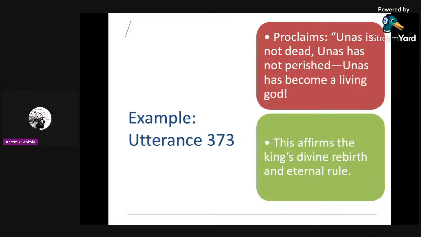So all right, let me get through this. Keep going. So this utterance right here is letting you know, how do you take this one? It says, Unas is not dead. Unas is not perished. Unas has become a living God, right? So this one right here is talking about divine rebirth.